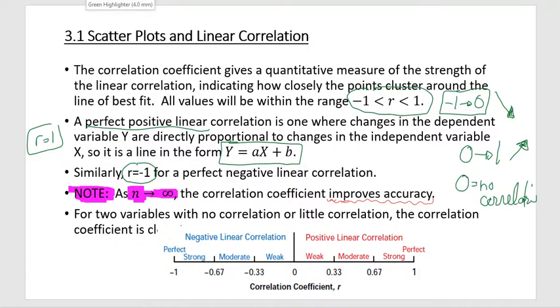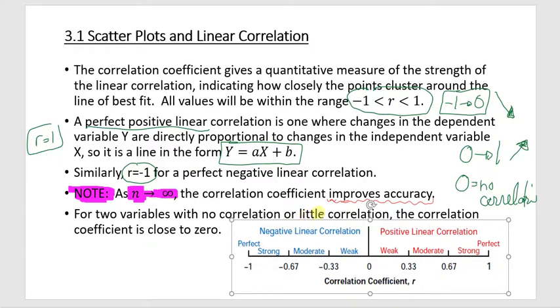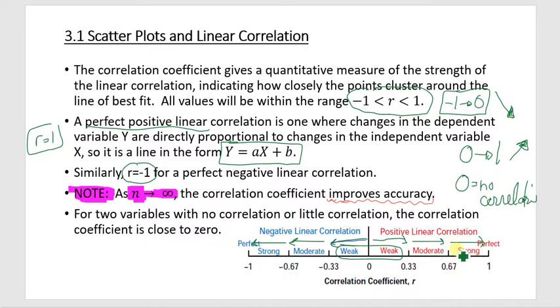And here is the chart. So for two variables with no linear correlation or little correlation, the correlation is close to 0. Now, here we go. This is broken down into thirds. Up to a third, negative a third or positive a third, this is going to be called weak. Between 1/3 and 2/3, either negative or positive, this is the area where it's moderate. And between 2/3 and 1, this is going to be a strong correlation coefficient. So now let's do a couple examples.